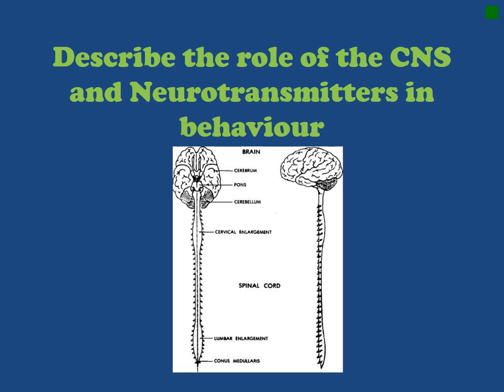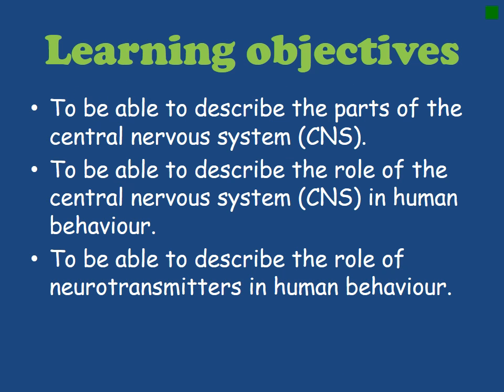This video looks at the role of the central nervous system and neurotransmitters in explaining human behaviour. You need to be able to describe the parts of the central nervous system, describe the role of the central nervous system in regard to behaviour, and describe the role of neurotransmitters.